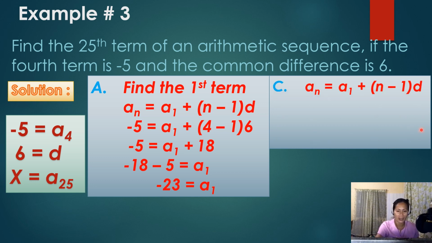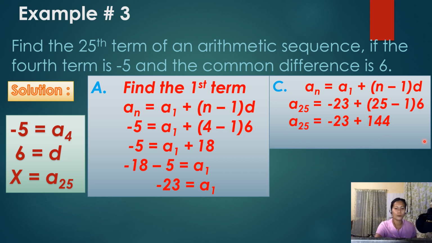Again, the formula. And then we substitute: A sub 25 equals negative 23 plus 25 minus 1 times 6. Then we have negative 23, 25 minus 1, that is 24, times 6 is equal to 144. Then negative 23 plus 144 will get A sub 25 is equal to 121.